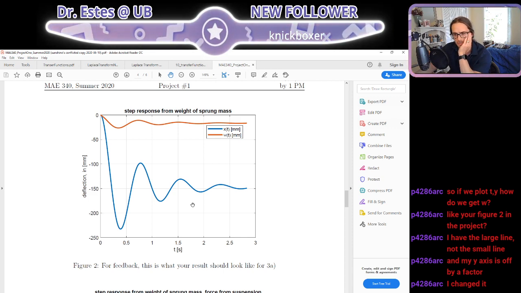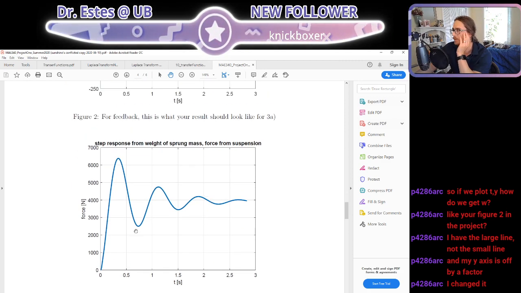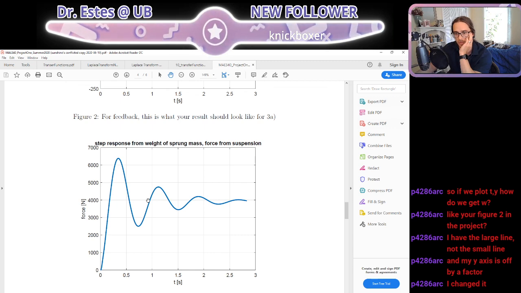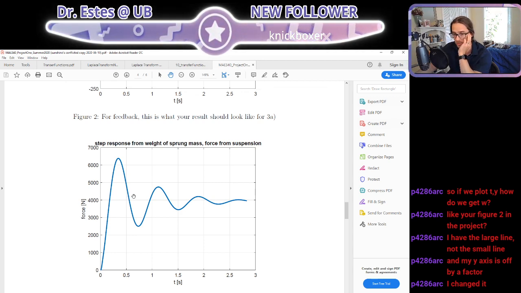You changed, my y-axis is off by a factor. Yeah, that's probably because in your code you did a step command, but you didn't change the amplitude to be 9.81. You just did a unit step. So your unit step is giving like 1 meter per second squared instead of 9.81, because you'll notice yours is off by close to a factor of 10. That's because you didn't do a 9.81 amplitude.